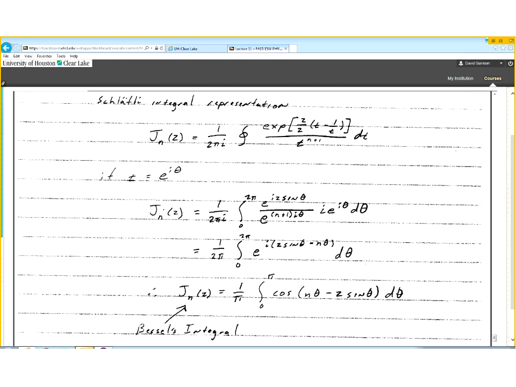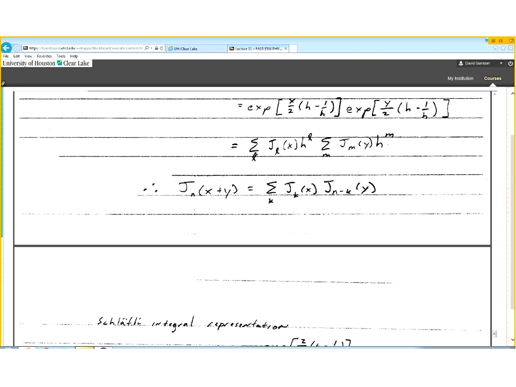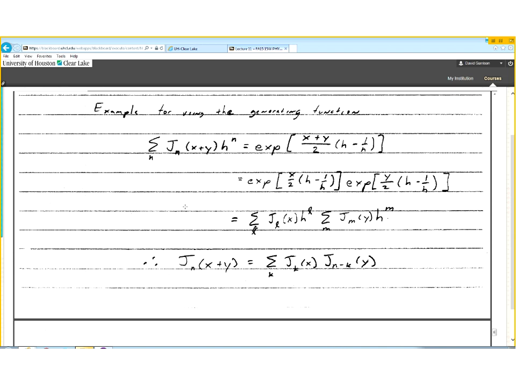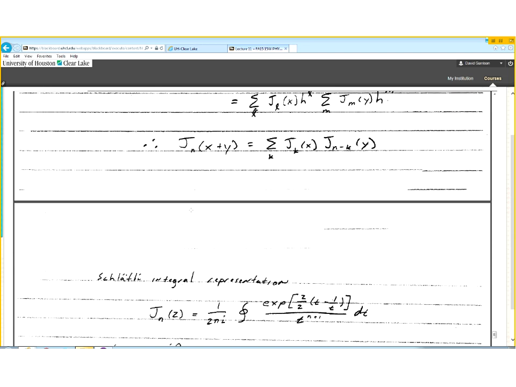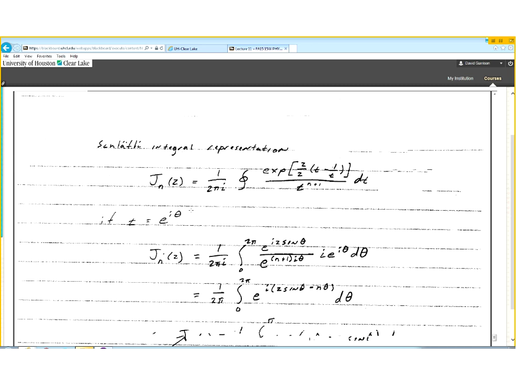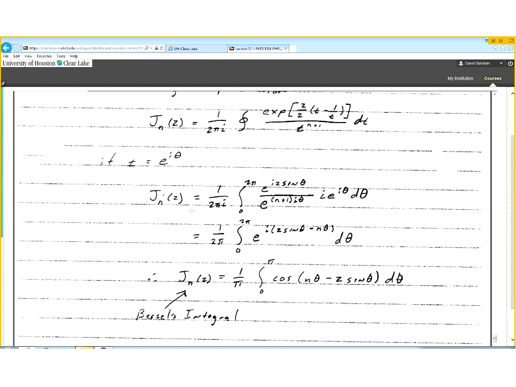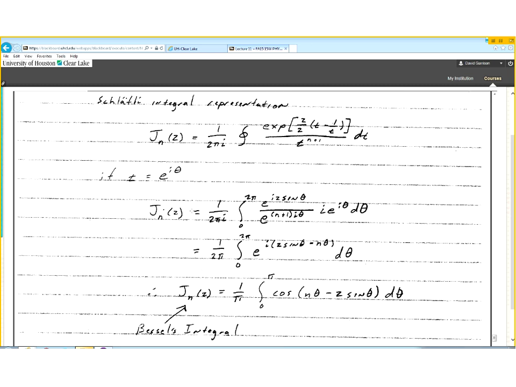Salafi also made an integral representation of this, where you could see that he basically did the exact same thing as before, where you take this generating, let's see, he didn't use a generating function. I think he just used the Bessel representation from a few pages ago.